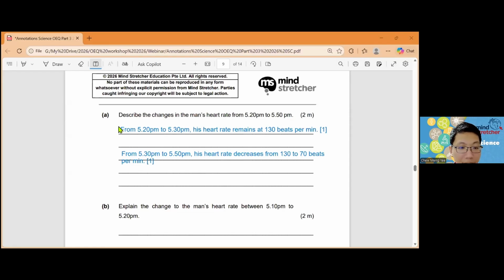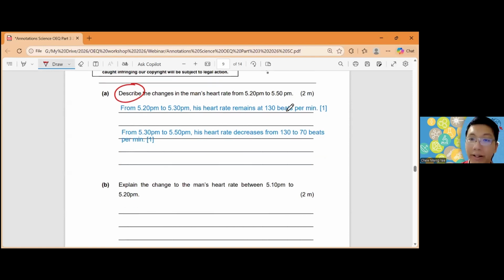Very important, right? This question is all about describing. You do not go and explain in part A. Part B is the part where you explain, explain for this time duration, 5:10 to 5:20. Yes, you should include the units. I tell you, as long as you have values in your graph, in your table, just write them down. You have values.